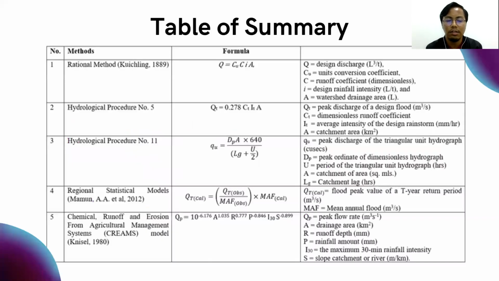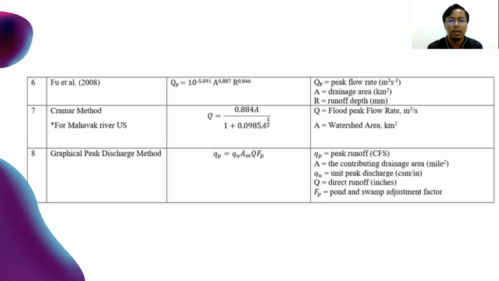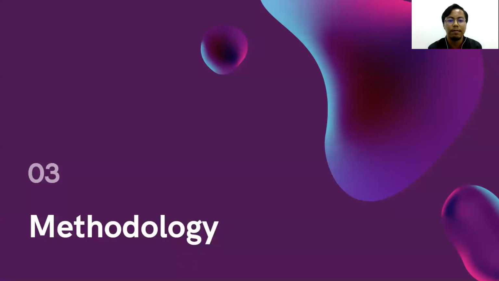Second is the literature review. In this literature review, I studied a lot of other existing methods to estimate the peak runoff flow. We can see there are so many, such as Hydrological Procedure number 5, number 11, Cream's model, Few et al., Kramer's method, and others.